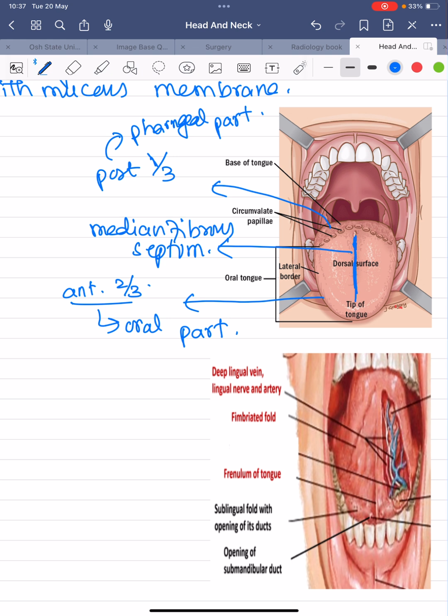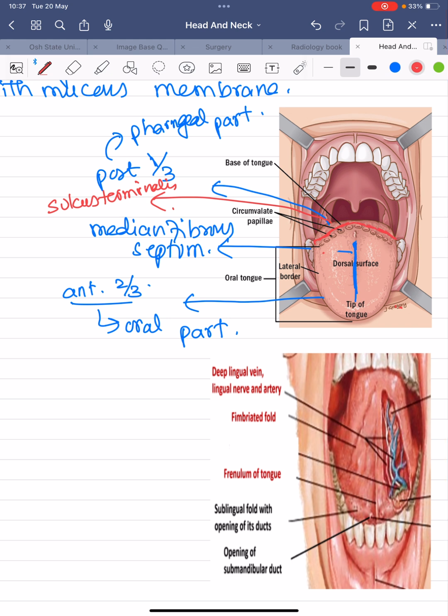The dorsal surface is divided into anterior 2/3 and posterior 1/3 of the tongue by this V-shaped structure, which I am highlighting here in red color. This is known as the sulcus terminalis. Once again, this is your sulcus terminalis.